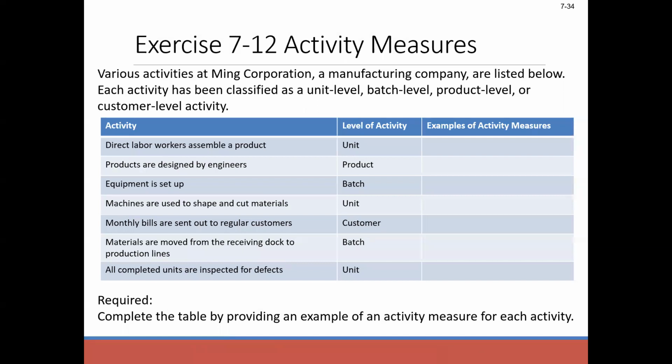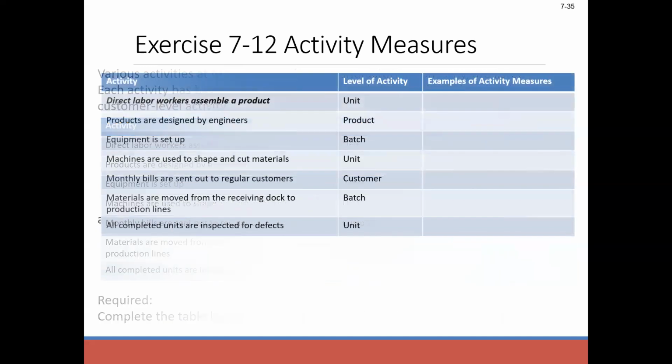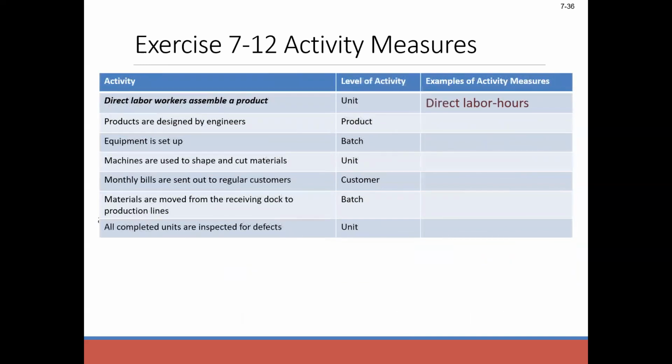Let's look at this one, guys. Various activities at MingCorp, a manufacturing company, are listed below. Each activity has been classified as a unit level, batch level, product level, or customer level activity. Complete the table providing an example of an activity measure for each of these activities. So here we have direct labor workers assemble a product, but we can measure it by direct labor hours, can't we?